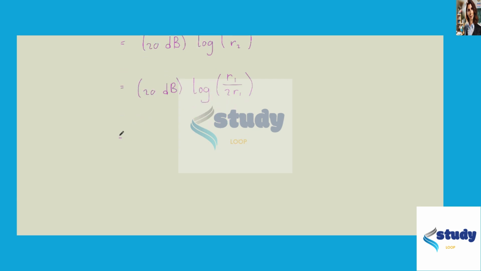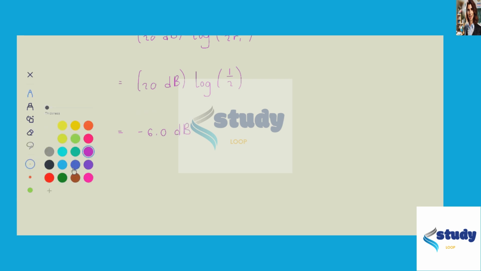which means we're left with 20 decibels times log of a half. And so if we calculate this, we get the difference in sound level when he doubles his distance to the sound source to be minus 6 decibels. So the negative sign here indicates that the sound intensity level decreases.